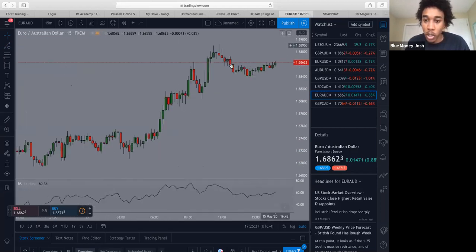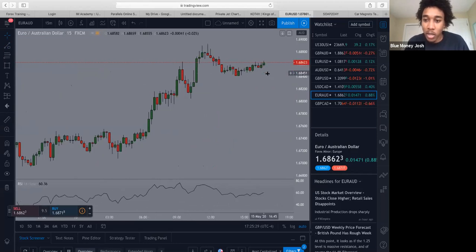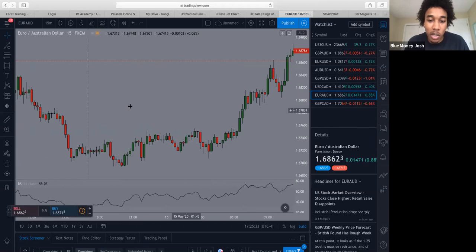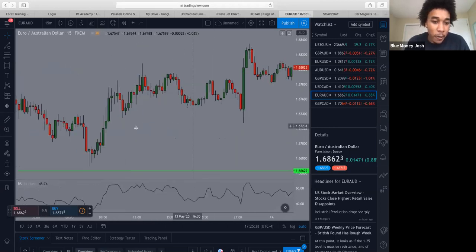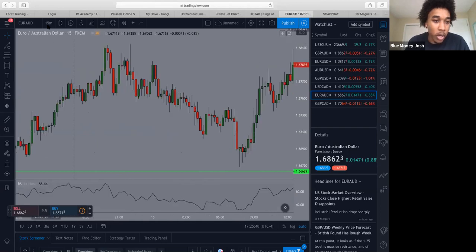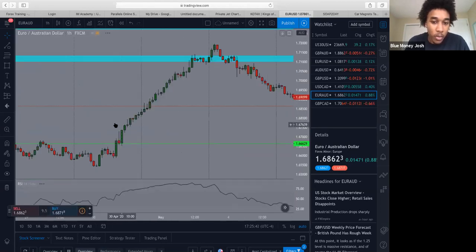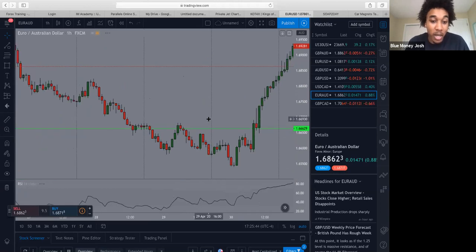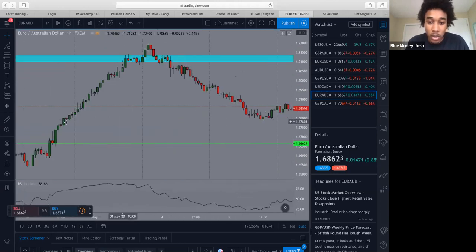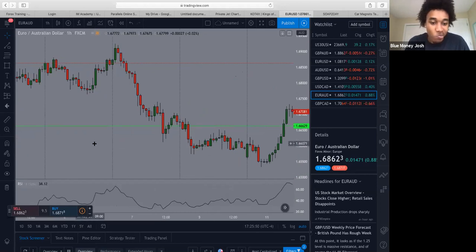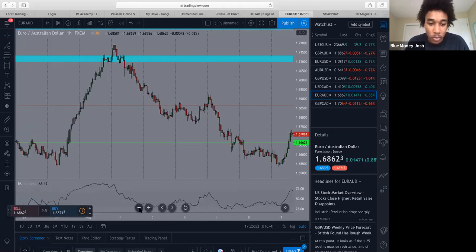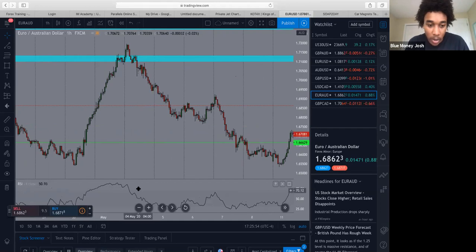There was a super clean one. I saw some on US 30. I don't want to really go through it just because there's a lot of people that don't trade US 30. But let me show you. Okay. So one of the main things that I look for, let me see if I can find a clean one. This might be it. Yeah, okay. So perfect.